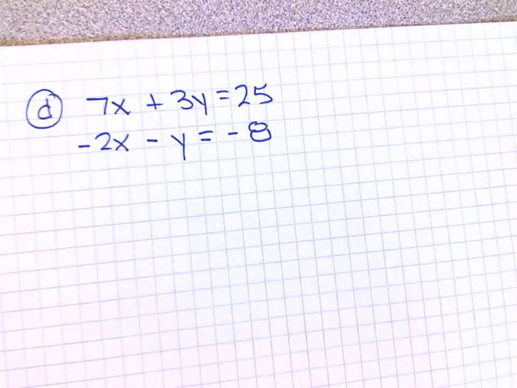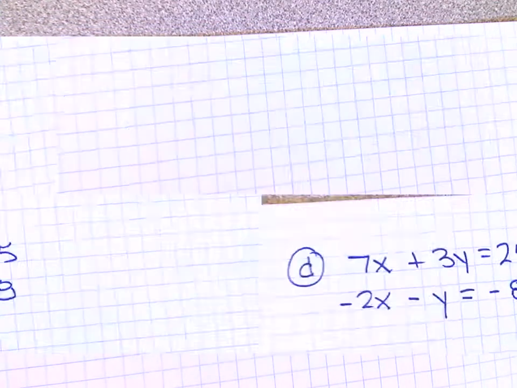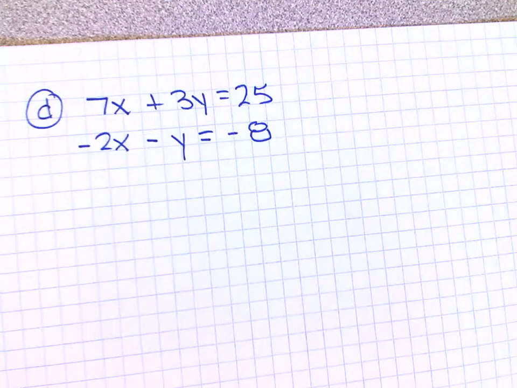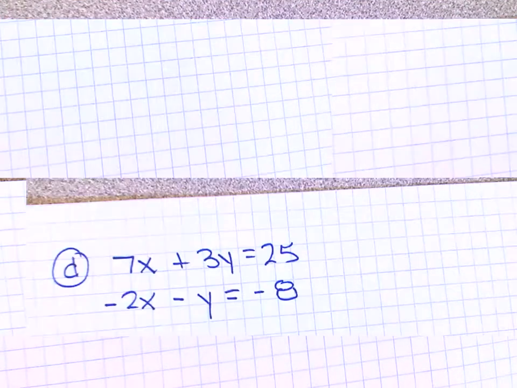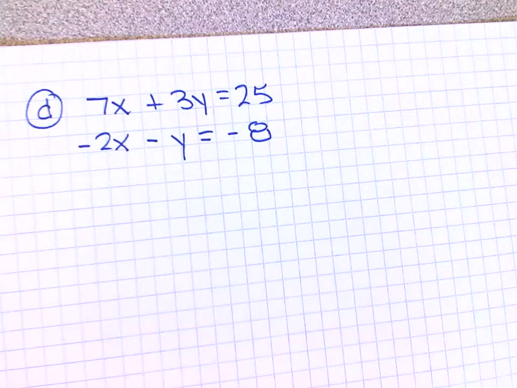Now let's look closely at both of those. What's the easiest way I can eliminate one variable? Let's see. I have 7x and negative 2x. That's going to be kind of hard to get them to be the same number. It's like finding a common denominator. Well, I have 3y and then a negative y. Is it going to be hard to get that to be the same number? No, because I can multiply by 3. You guys are so smart.